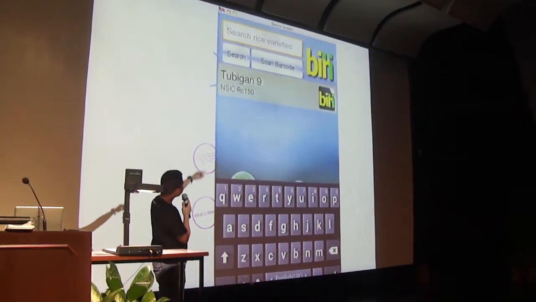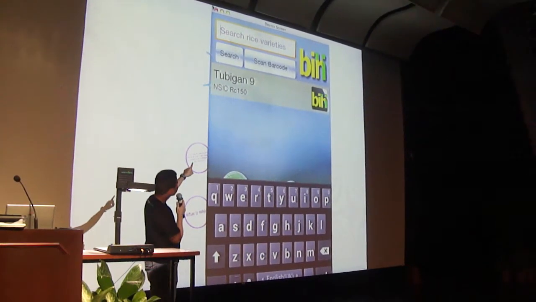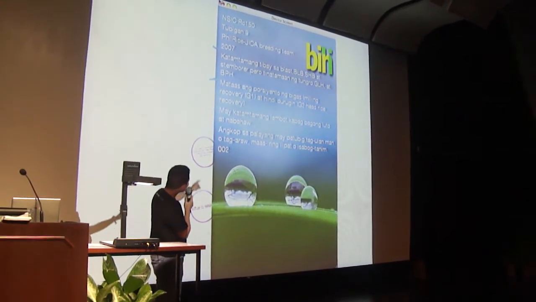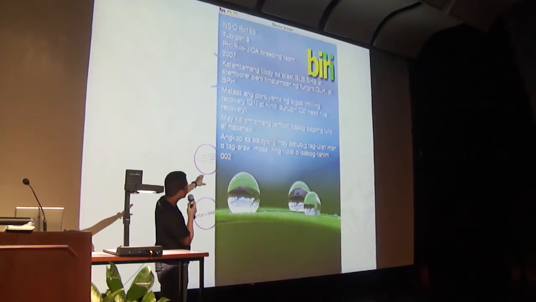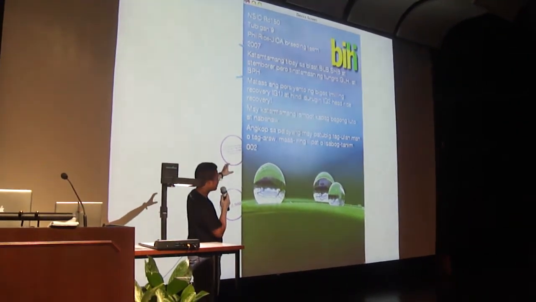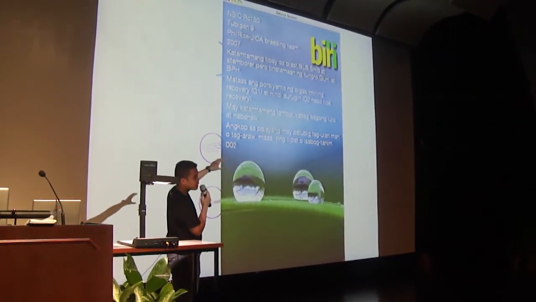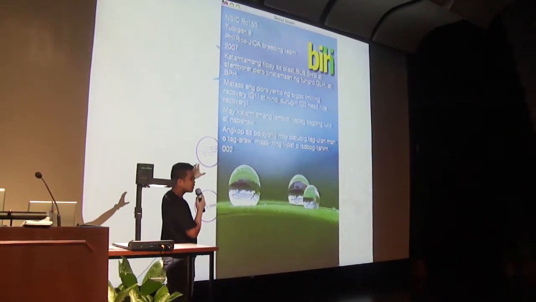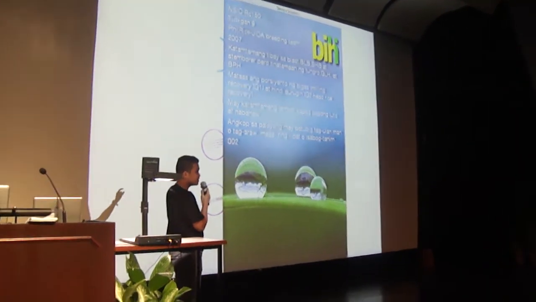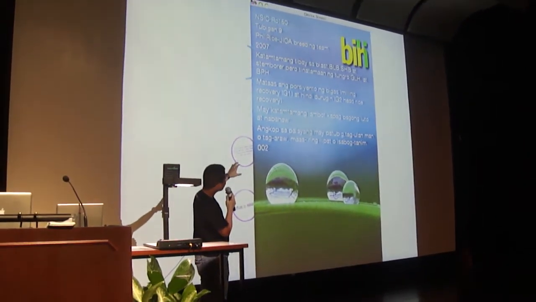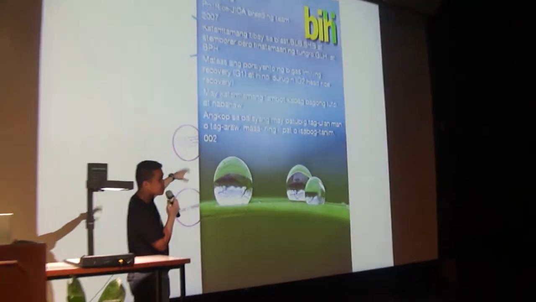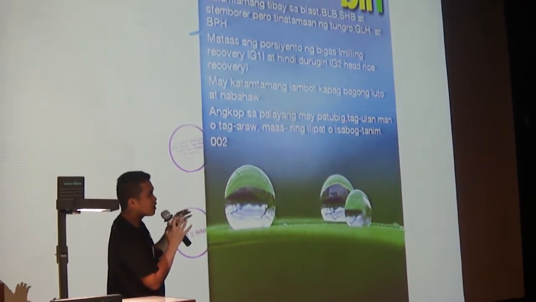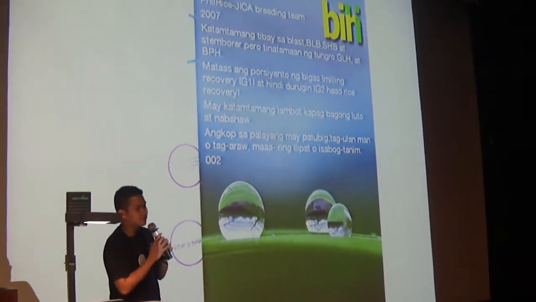So there, we have the results. This one, can you open this? It says angkop sa palayang may patubig tag-ulan man o tag-araw. That means that when the farmer searches for a rice variety that is good for wet and dry season, just like what he searched earlier, it will result in a list of rice varieties that is appropriate to his choice. That's all.